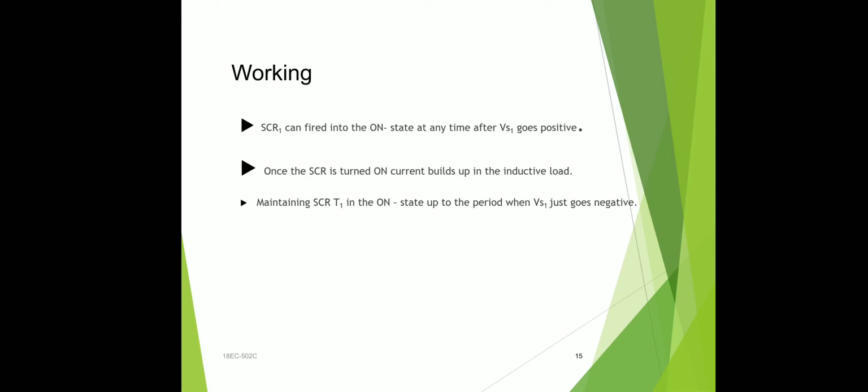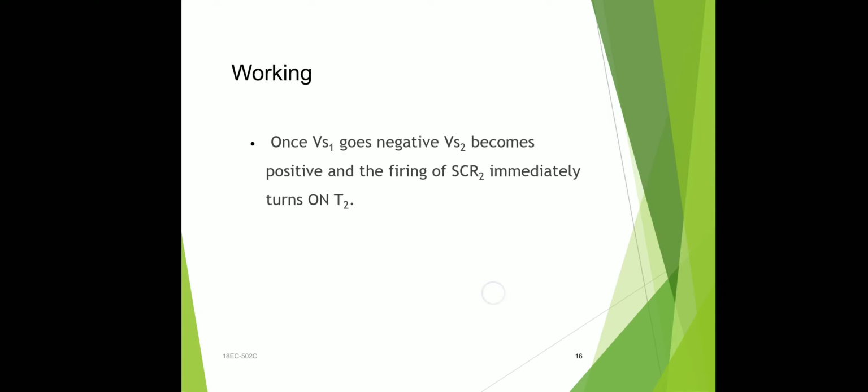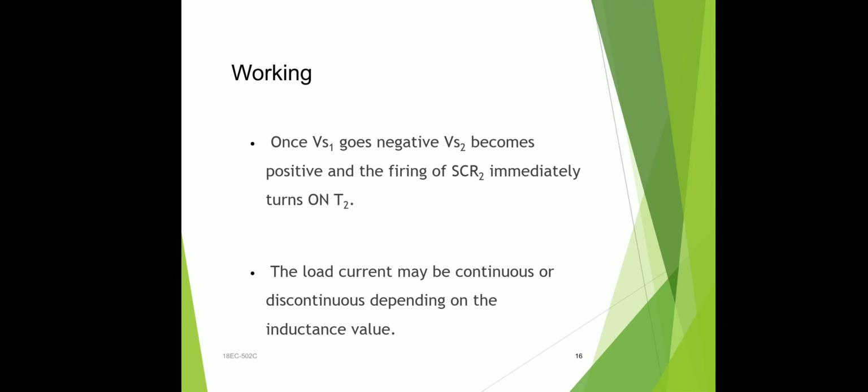Maintaining SCR T1 in the on state up to the period when Vs1 just goes negative. Generally, the SCR will be in the on state up to the period when Vs1 just goes negative. Once Vs1 goes negative, Vs2 becomes positive, and the firing of SCR2 immediately turns on T2. The load current here is continuous or discontinuous depending on the inductance value.